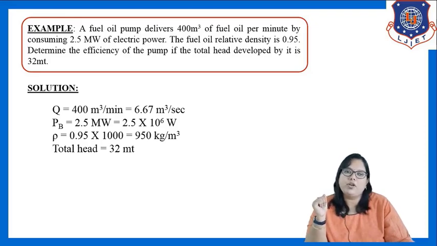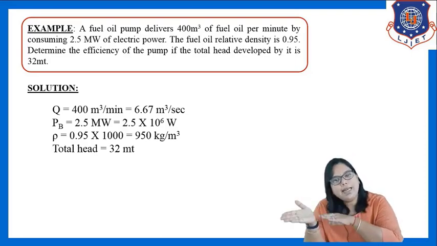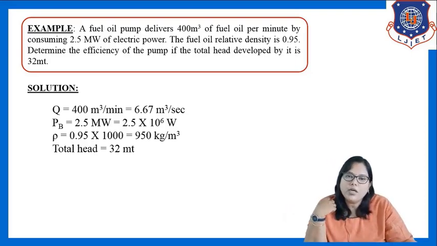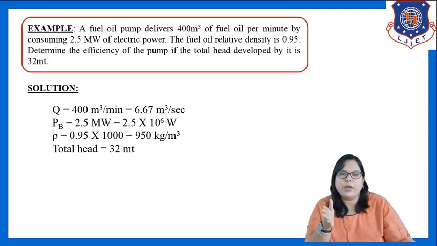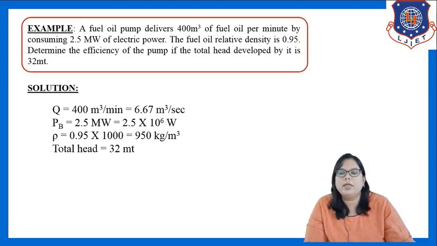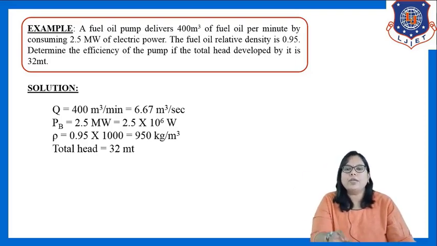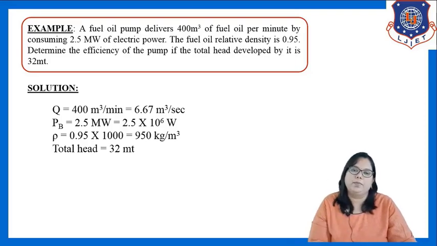Relative density of that fuel oil is given. I have already explained how to convert the specific gravity, or relative density, into density of the fluid. So relative density is 0.95, multiply it with 1000, you get 950 kg per meter cube, which is the rho value, density value. And total head developed by the pump is given as 32 meter. Now from this data, I have to calculate the efficiency of this pump.